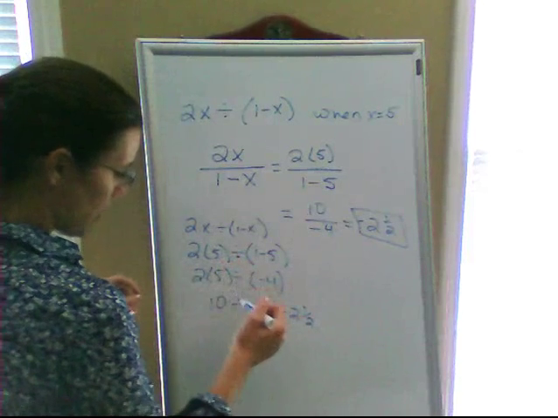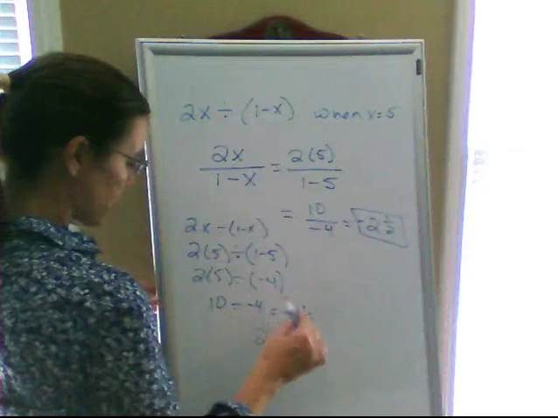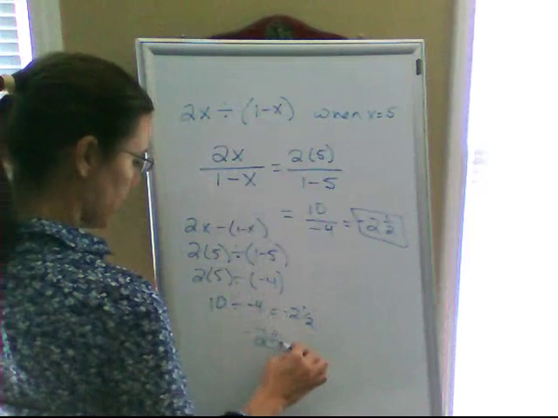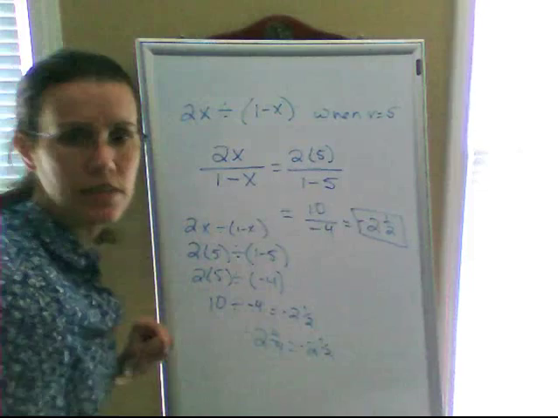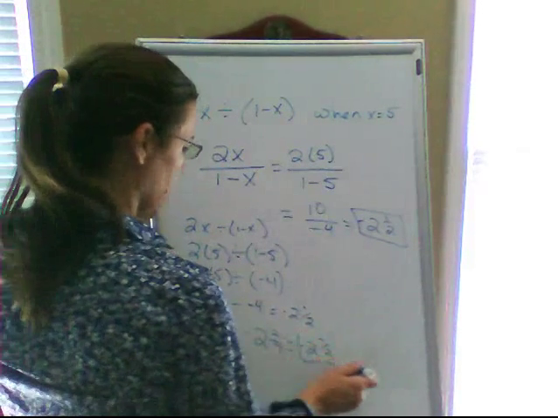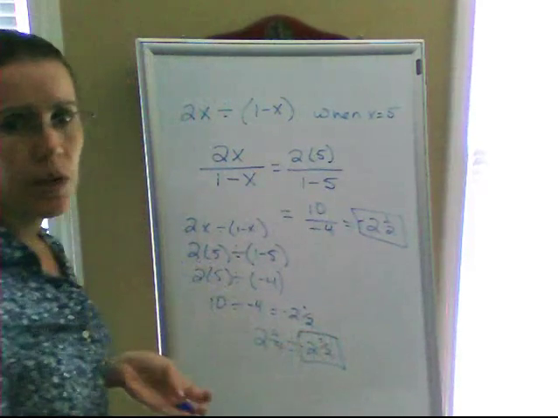Because when I do the division, 4 goes into it twice with 2 left over. It's a negative number, so it's negative 2 and 2/4, which is the same as negative 2 and 1/2. Hopefully that stayed on the video. Yay, I did it. Okay, that concludes evaluating expressions.